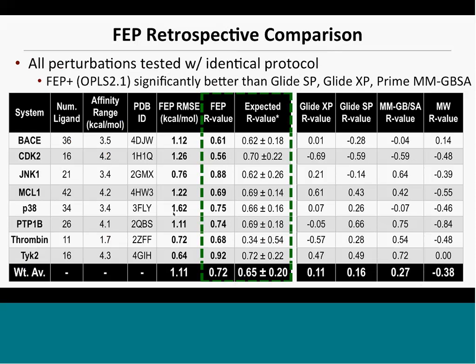This is just a breakdown or an example of some of the data sets we've looked at. I mean, there are literally hundreds of slides that I could show you on how FEP performs across targets. This is just a few representative examples. You see the number of ligands that we've simulated for each case, the affinity range in kcal per mole, and then the FEP root mean square error that we get, which is on average about 1.1. In some cases we do a little bit better, in some cases we do a little bit worse.